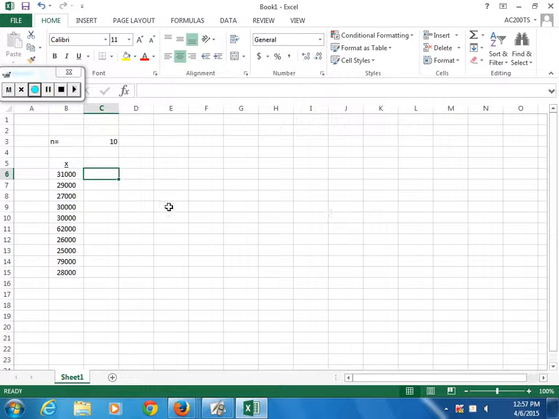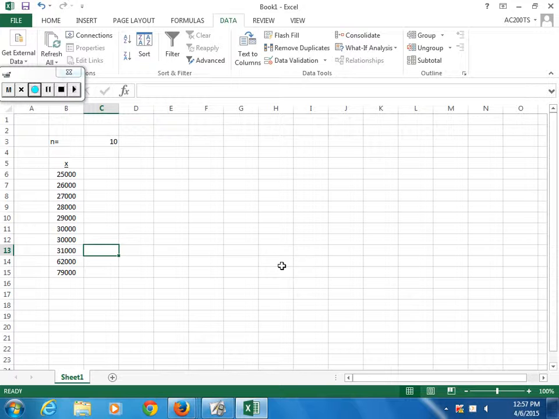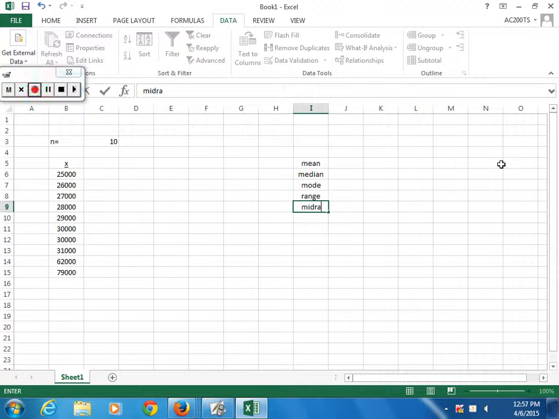All right, first thing you want to do is put them in order. So they're in order. Let's go over here and we'll say mean, median, mode, and all that good stuff. Mean, median, mode, range, mid-range, variance, and standard deviation.